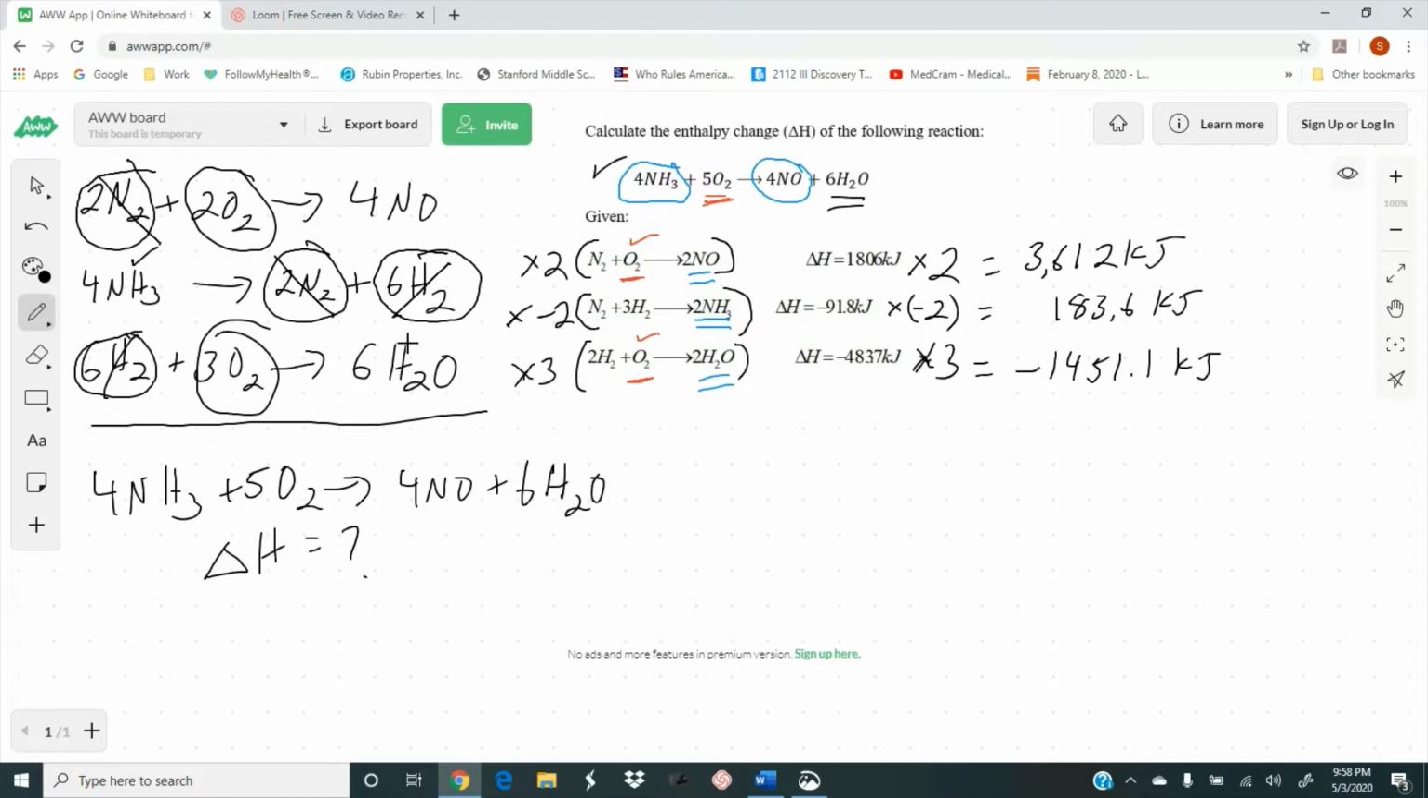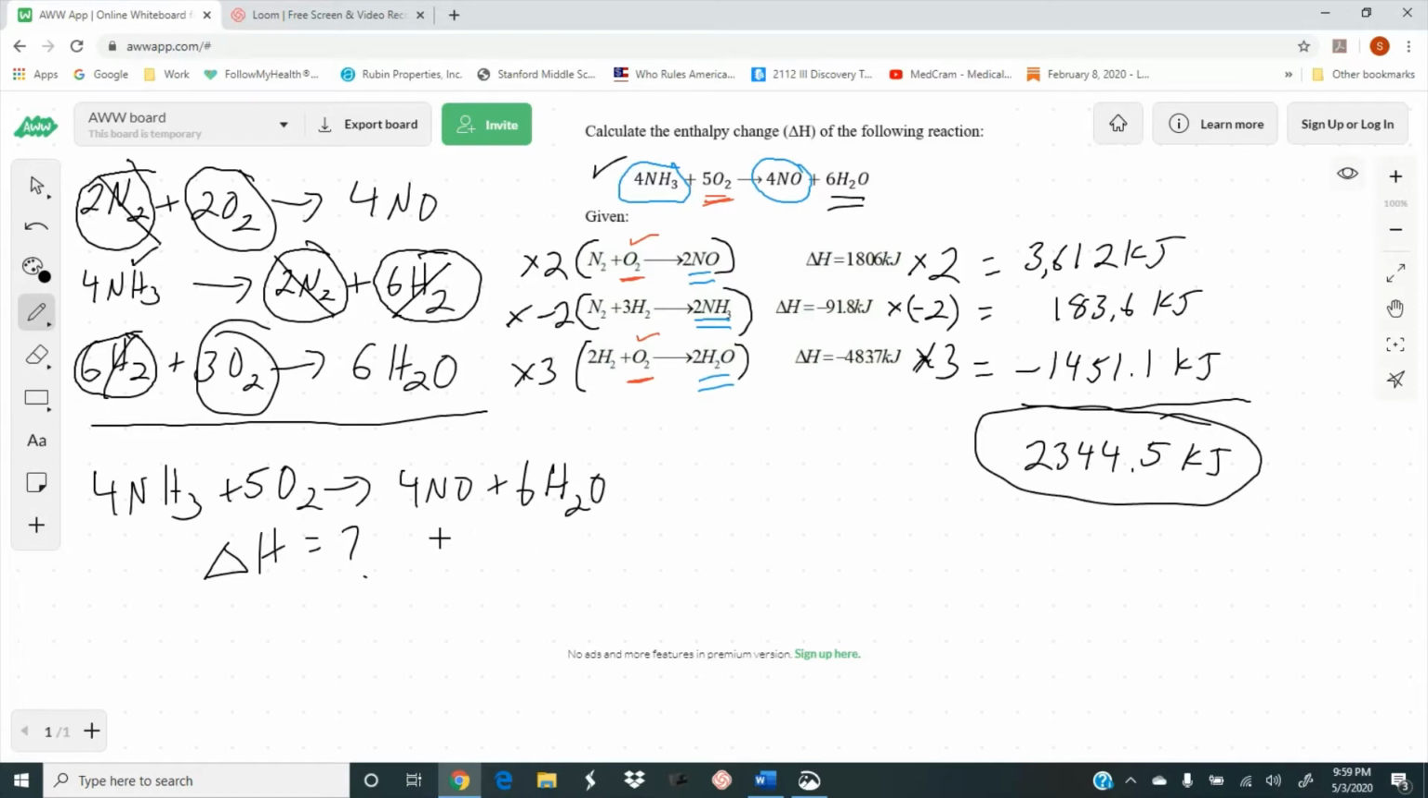Now all you have to do is add these all up together, right? And so I get 3612 plus 183.6 plus negative 1451.1, and I get 2344.5 kilojoules. And that right here is our answer for our equation.